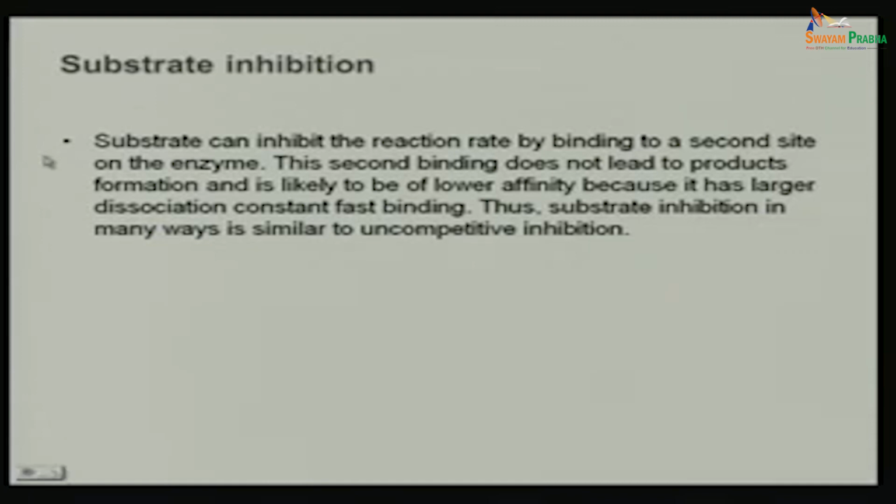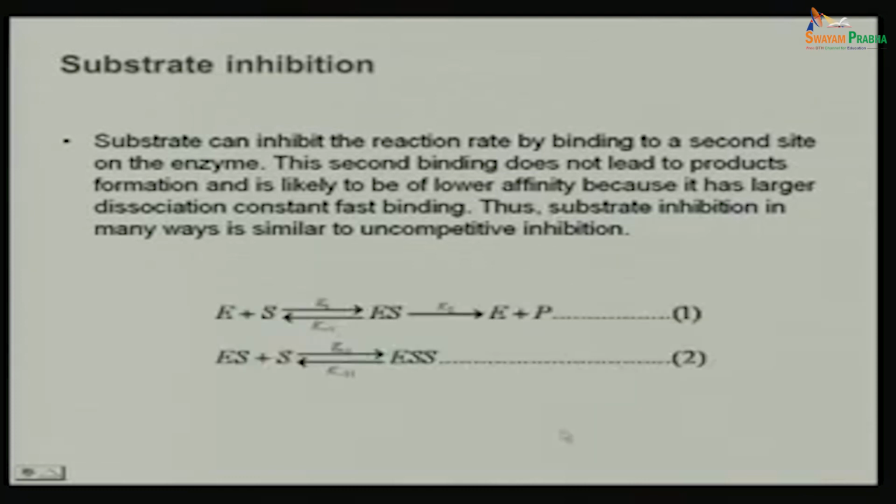What would that be? It's very, very similar, as I said, here it's written similar to uncompetitive inhibition. So it's ESS. Okay, so the first reaction, as you see here, is the same as what you had before. That is E plus S giving ES, reversible, and then ES giving product plus the enzyme back. Okay, so that's there. But some of the substrate can bind to a second site on the enzyme.